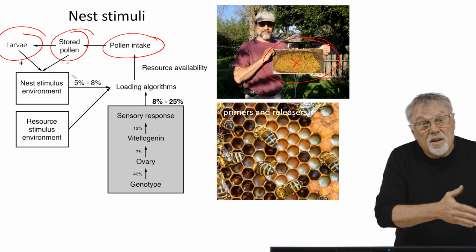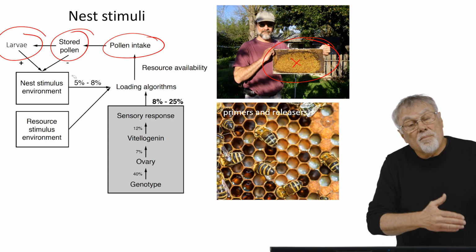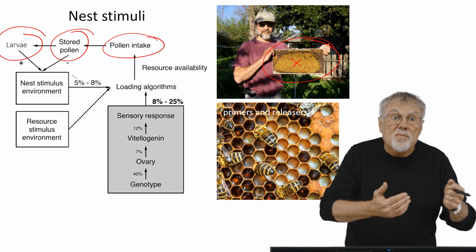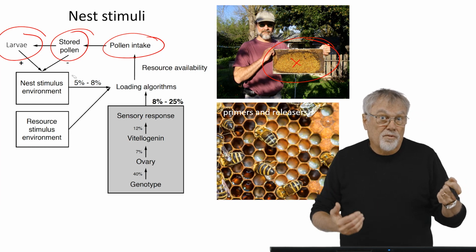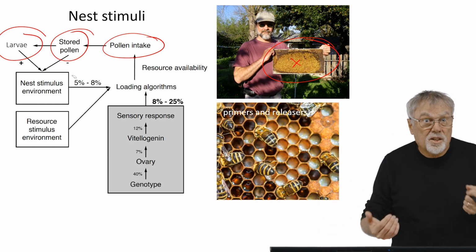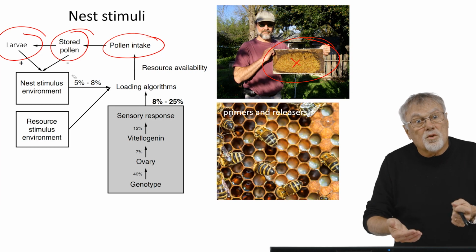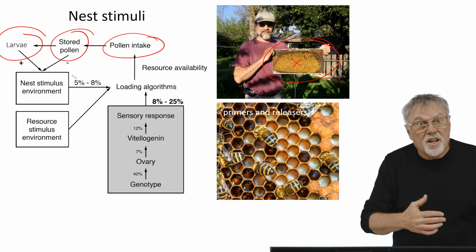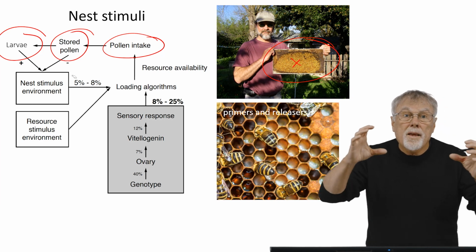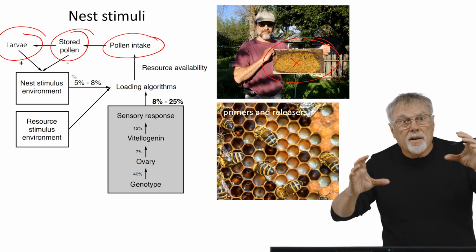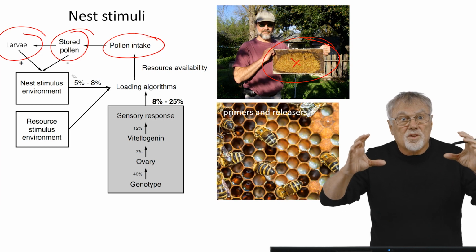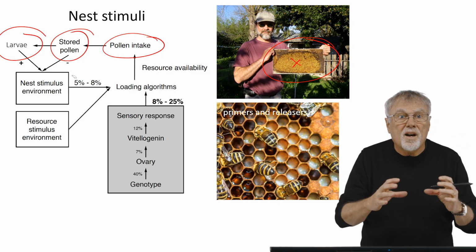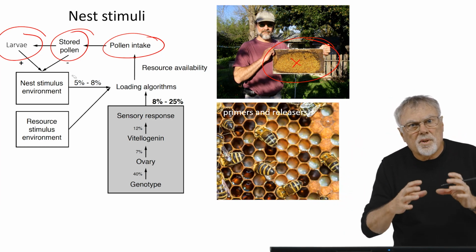And then larvae work the same way, only larvae are a positive stimulus. They stimulate the pollen foraging activities of bees. So if you add larvae to a colony, they'll forage more. If you take larvae away, they will forage less. So these two inputs, stored pollen and larvae, these two stimuli then constitute the nest stimulus environment.